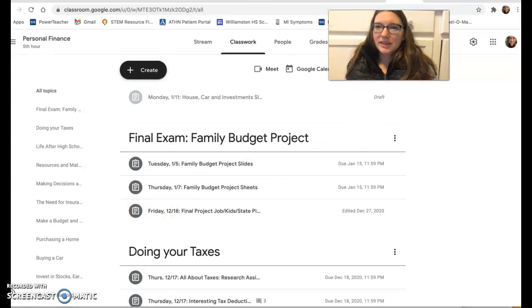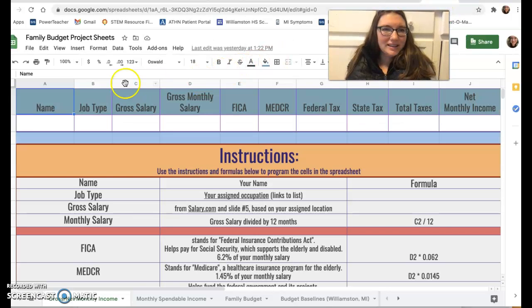So let's come over here. These are the family budget project sheets. What you need to fill out in this first one is just this top row here. The instructions for how you're going to fill that out are down here. You don't need to change anything down here, just the stuff up there.